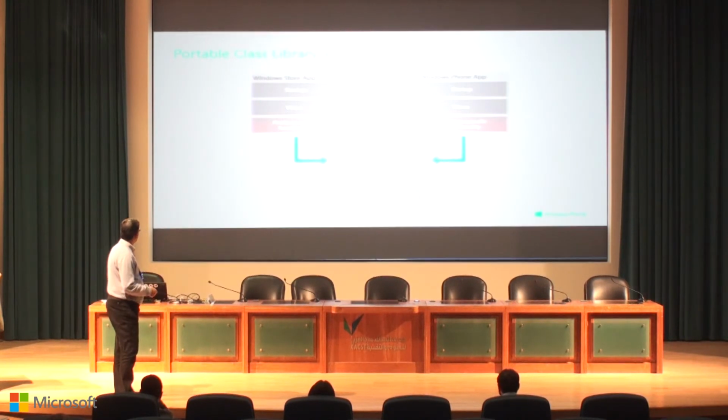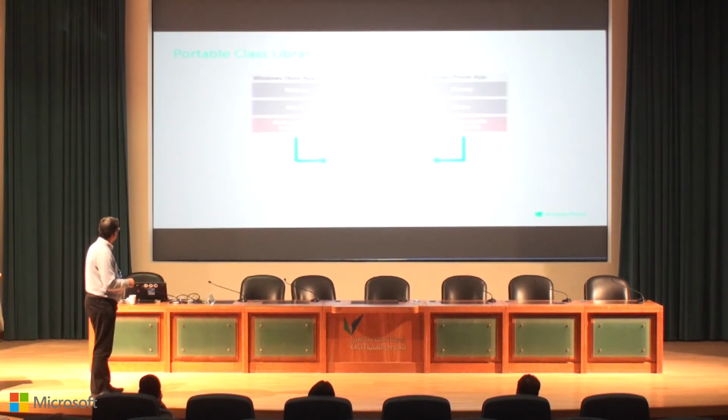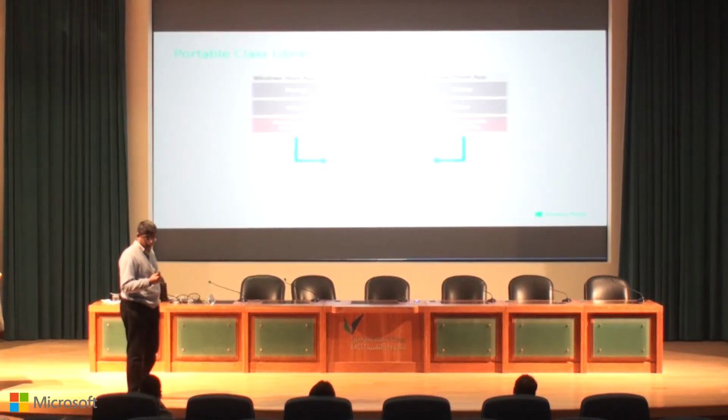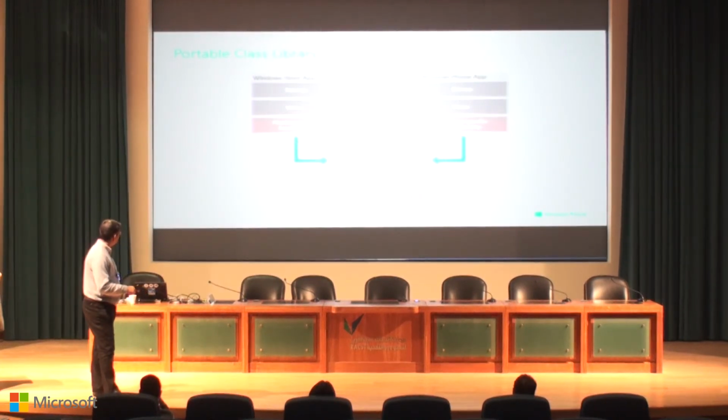So if you look at the portable class library and MVVM, you have the startup code and the views, which are platform specific, right? Then you have some platform specific functionality, as I said, the IO calls for each device. And then you have the view models and the models, which are in the portable class library. Okay.